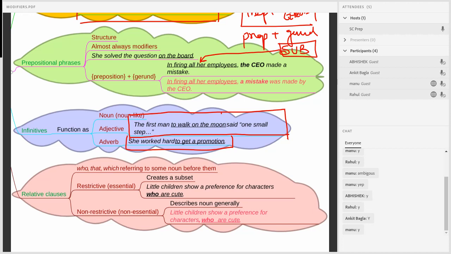All right, guys, now let's move to relative clauses. We've discussed relative clauses before. We've said, okay, if you have relative pronouns like who, that, which, referring to some noun before them, that's a relative clause, right? So what does a relative clause do? A relative clause describes some noun before it. This means that all relative clauses are adjectives.